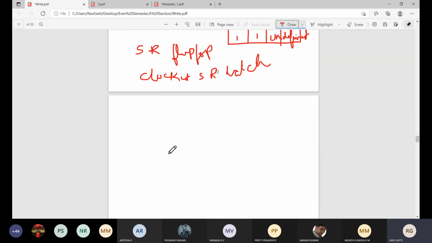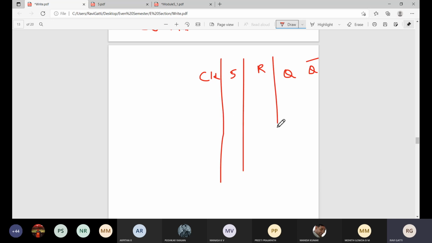So the circuit diagram changes a little bit, since we have included a clock for your SR latch. We have S and R, and we have Q and Q bar. Okay, now what happens? Let us try to understand.